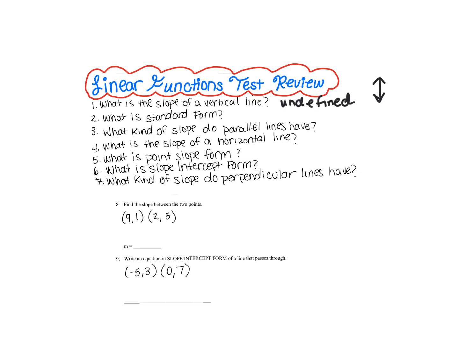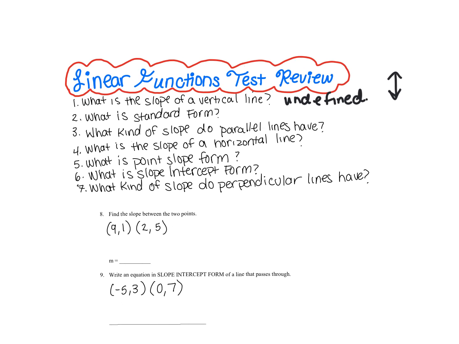All right. The next question, what is standard form? Standard form, all I need you to do is write the equation for standard form. What is standard form? Ax plus By equals C. Okay, what kind of slope do parallel lines have? Parallel lines are 2 lines that will never cross. What kind of slope are 2 lines that will never cross going to have? The same. As long as they have the same slope, they will be parallel.